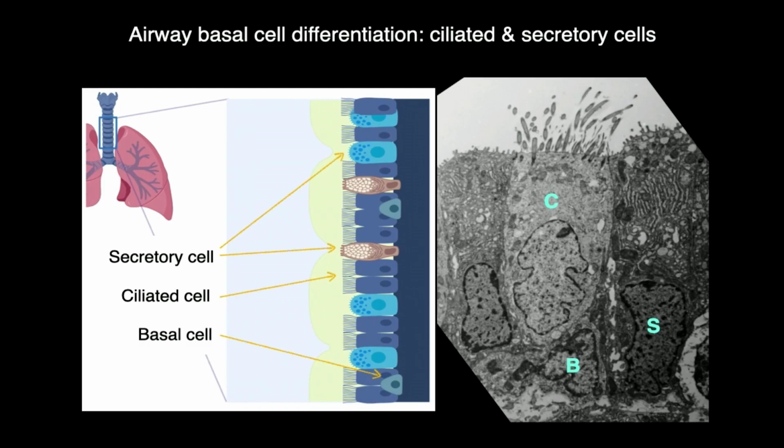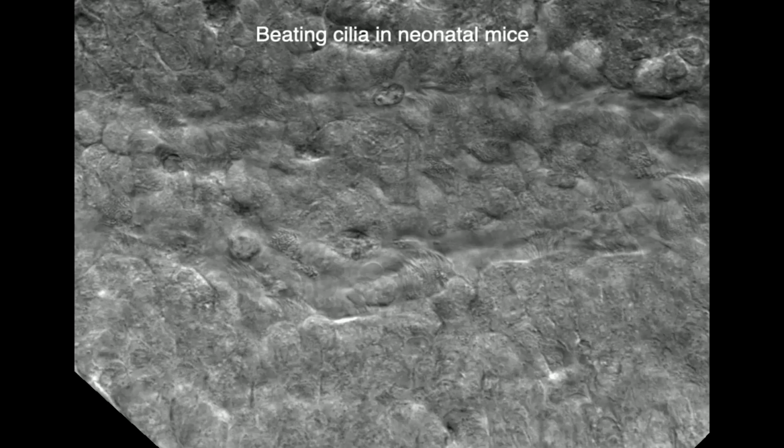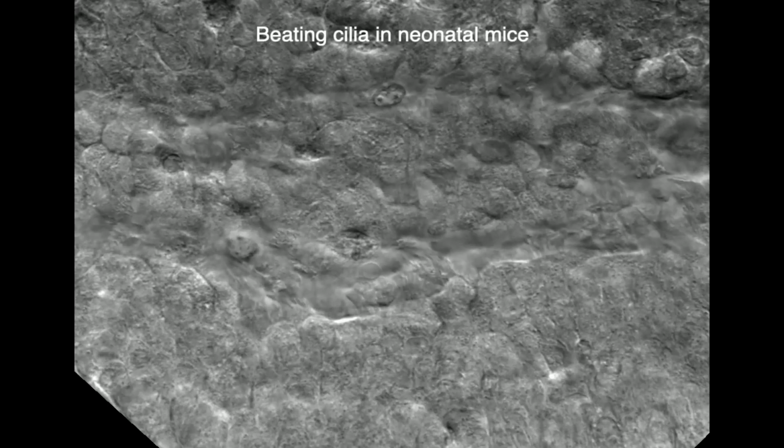The cells that cover our respiratory tract are primarily divided into three types. The basal progenitor cells, which give rise to ciliary cells that have the motile cilia axoneme projecting on the apical surface, and the secretory cells that form secretory granules and secrete mucin. These ciliary cells and secretory cells form a very intricate engineering system called mucociliary clearance to transport the mucus. So we can visualize the cilia beating.